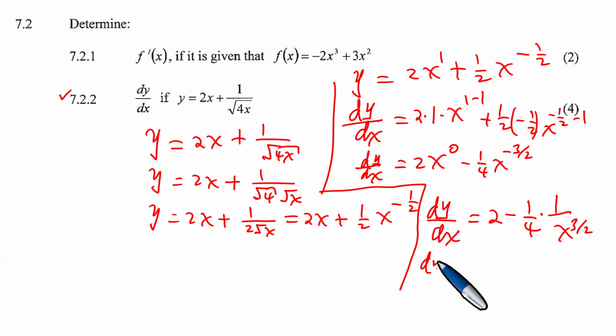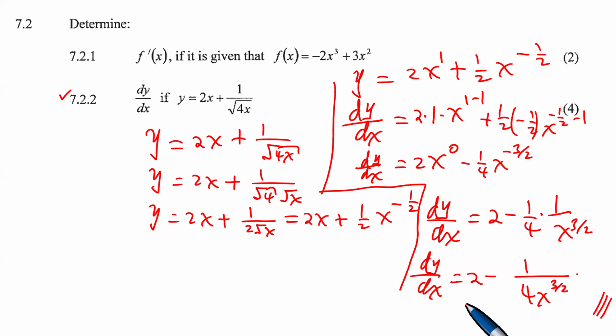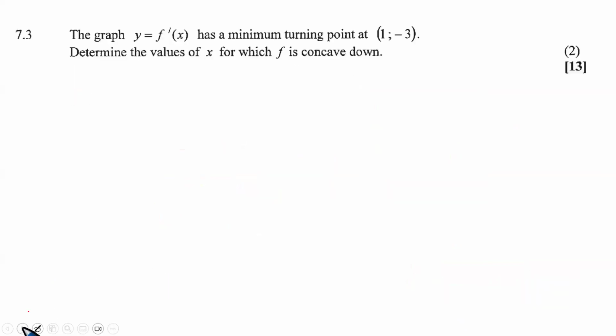But we can write our answer as dy dx is 2 minus 1 over 4x to the power 3/2. And this here is the result. It is the answer to the question, giving us dy dx equals 2 minus 1 divided by 4 x to the power 3/2. Just take note of that. All right, so obviously I know that this is very, very easy for now, and move to the next question.